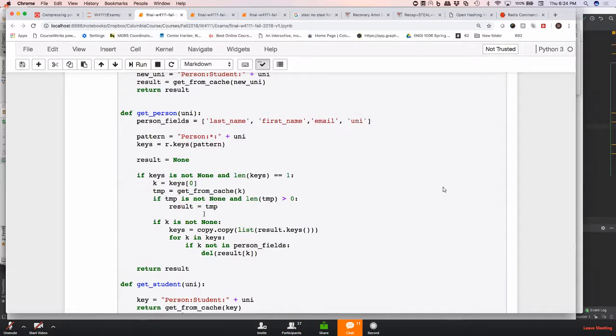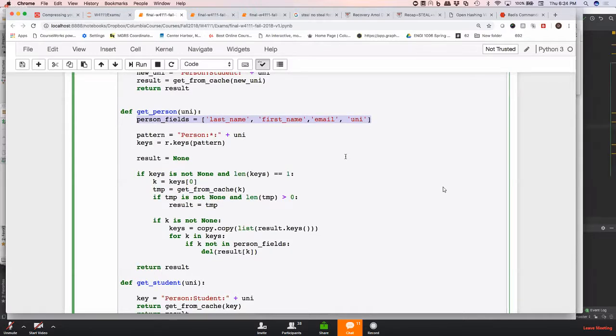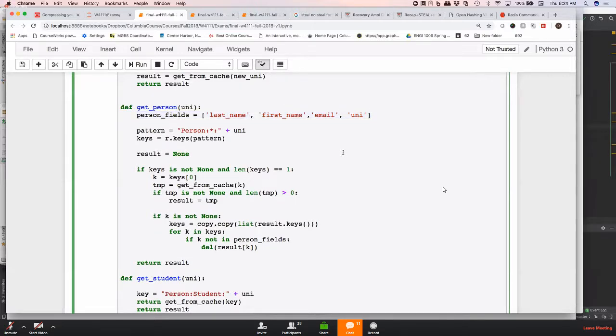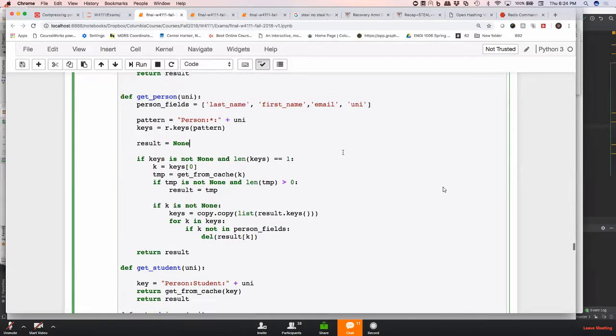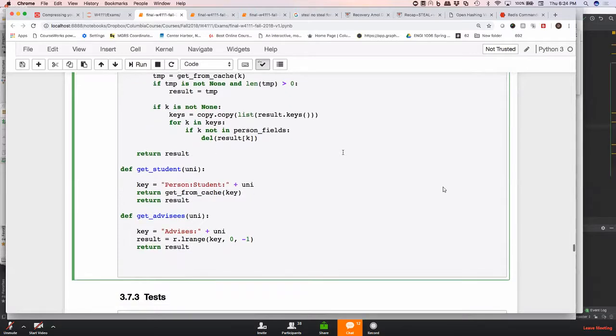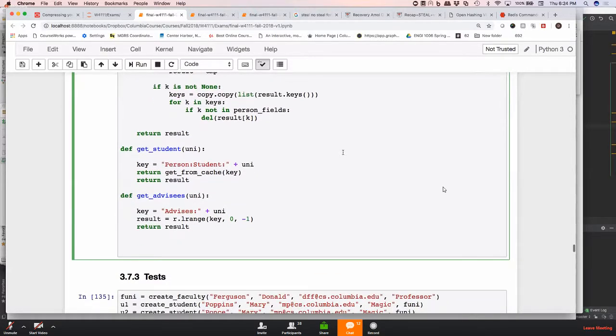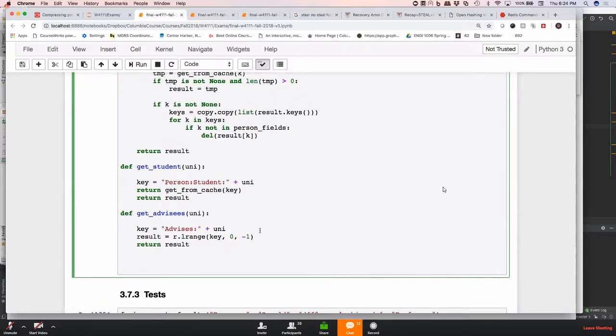If you do person, you can just see that all I do is that in here I have the lists, the fields that make up a person, and if you ask for those, I only return them. So that's how get person works. Pretty straightforward. The only other one that's the least bit tricky here is the advises relationship.